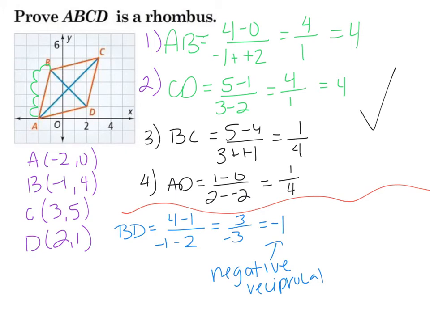So let me change my color. CA is 5 minus 0 over 3 minus negative 2. And that would be 5 over 5, which would be 1. They're both negative reciprocals of each other. Their product is also negative 1. So there is our proof, and we could conclude by saying, since the quadrilateral ABCD is a parallelogram with perpendicular diagonals, it is a rhombus, and that is theorem 6-16.